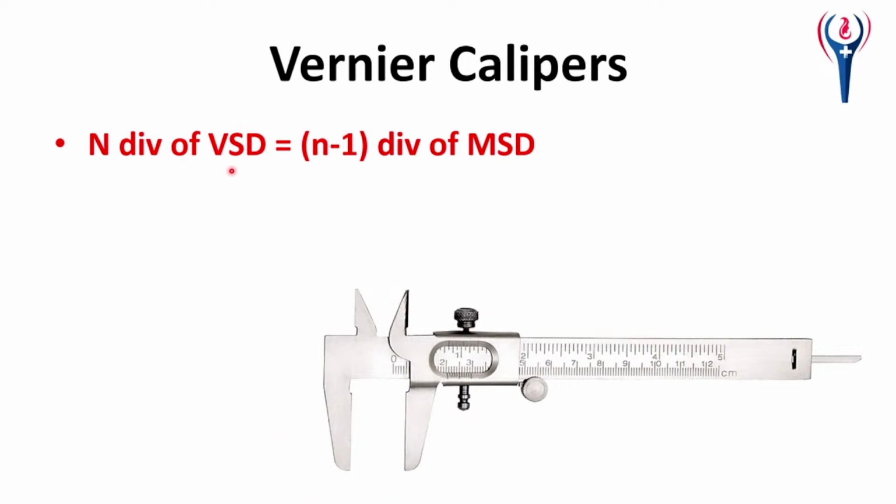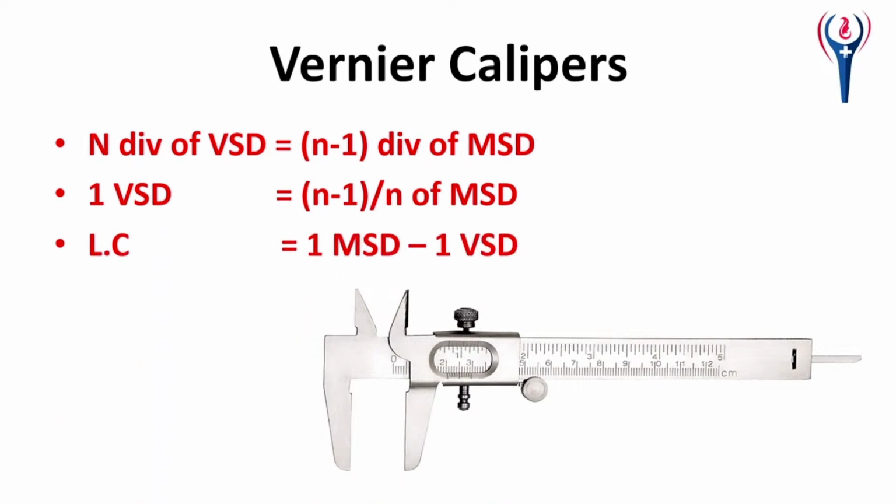Then, how to find the least count of vernier caliper? N divisions of vernier scale division equal to n minus 1 divisions of main scale division. Then, 1 VSD equal to n minus 1 divided by n of MSD. Least count equal to 1 MSD minus 1 VSD, and least count of vernier caliper is 0.01 centimeter. See, it's graduated in centimeter. Top will be in inch. It will be in inch or centimeter, and mostly we will use centimeter. Down scale is centimeter. Top scale is inch.